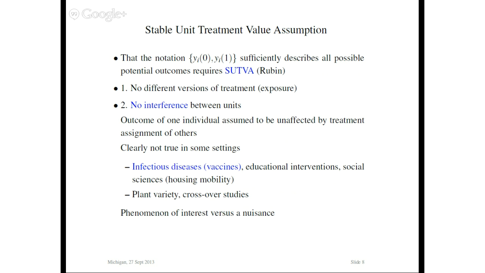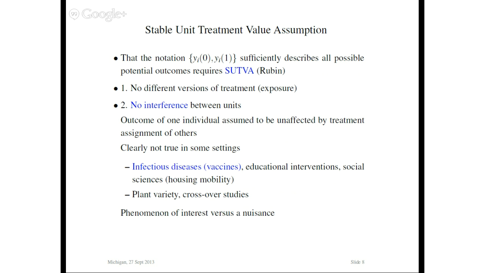First, it assumes that there are no different versions of treatment. Sometimes this is called causal consistency. But there aren't different versions of treatment around. Or if there are different versions of treatment around, no matter which one I give you, you have the same potential outcome. So Y1 is sufficient to describe all of the potential outcomes you would have if assigned treatment. And same with Y0, there's only one version of control.